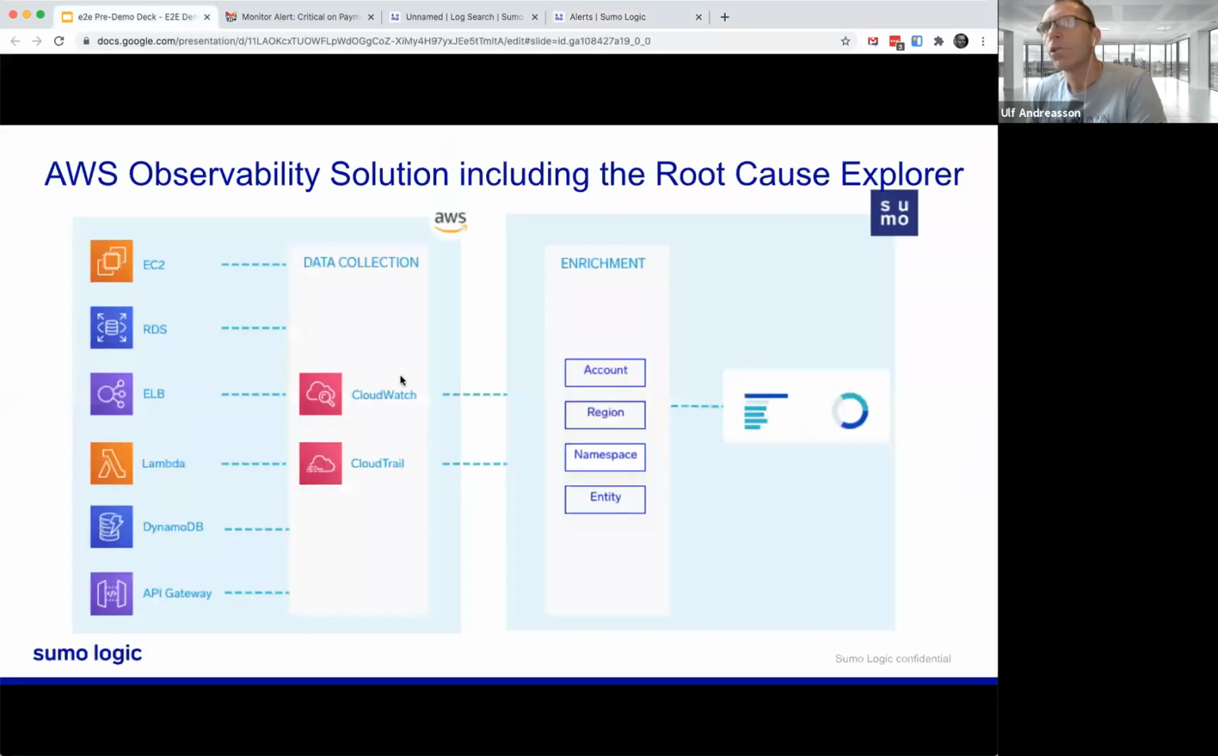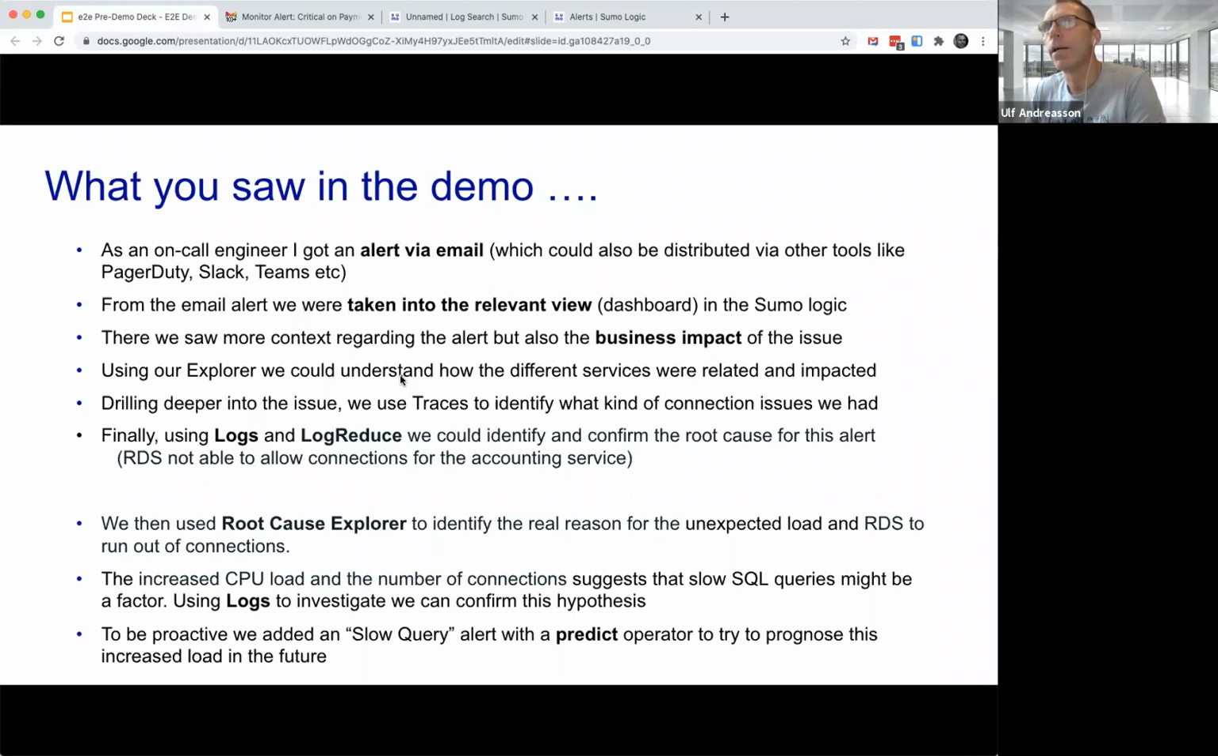So this very much concludes the demo. As you probably remember, where we started out was that we were getting this alert email, which would take us into the relevant view in Sumo. In this case, it was the dashboard for the elevated error rates in the payment service. There we could, using that context, fully understand the business impact of the issue, both for our customers, but also for ourselves. Using our Explorer, we could understand how the different services were related and impacted by each other.